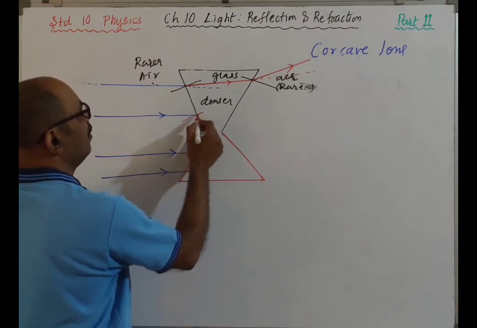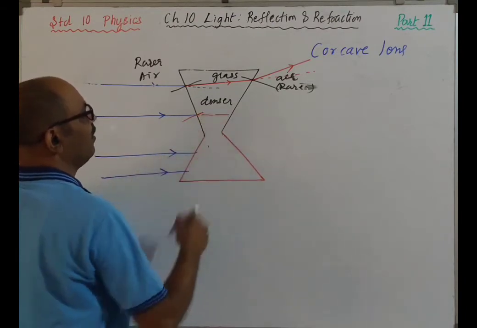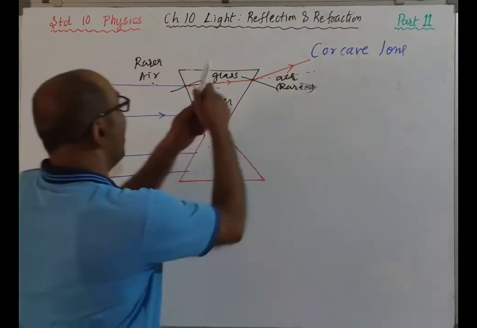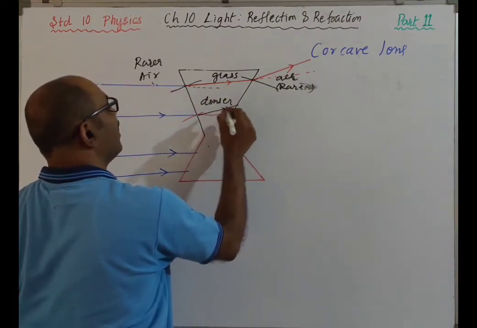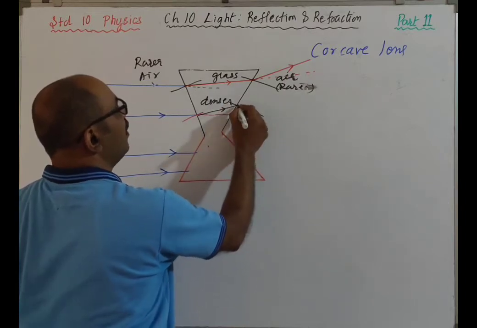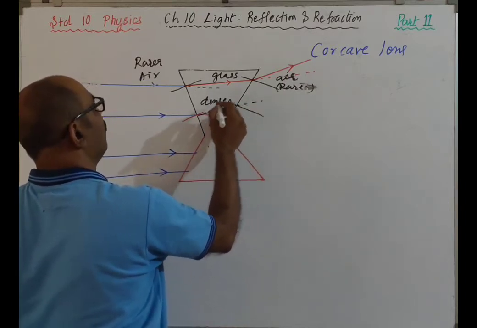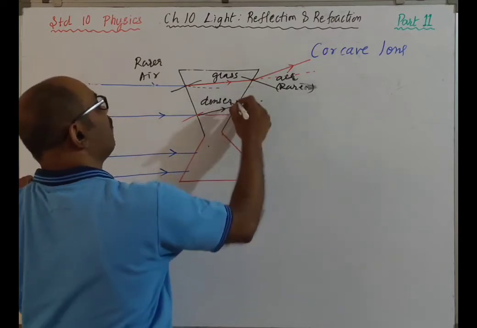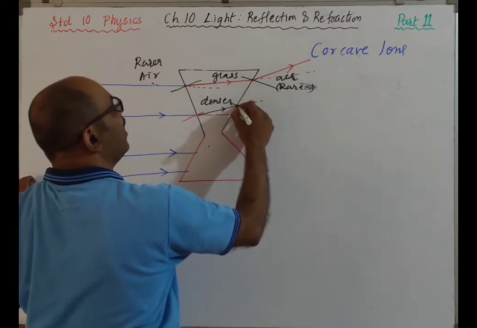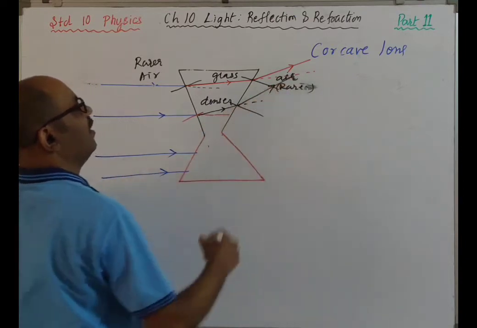Normal. It won't travel straight. It will bend towards the normal. So it will go this way. Correct? Here normal. It won't travel straight. It will bend. Okay, it will bend away from the normal. So it will go upward like this. Correct?